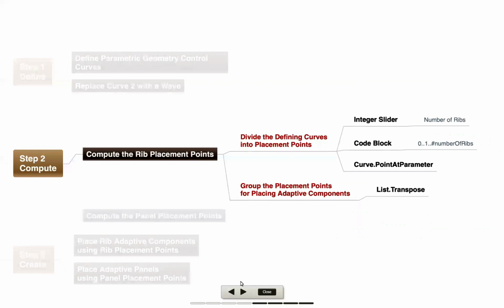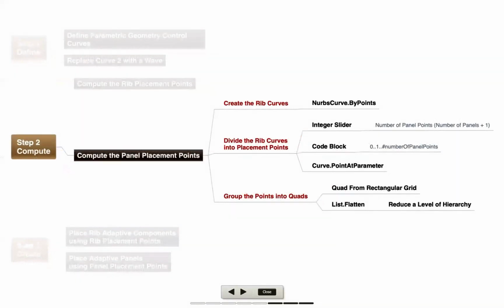Now, in order to get the groups of points that are necessary for placing the ribs, I'm going to have to transpose to pull together the points that are all in the same parallel locations. The panel placement points is going to use somewhat of a similar operation.